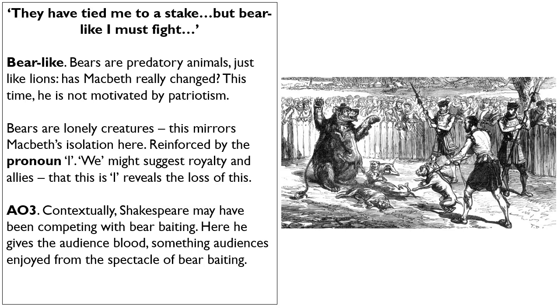As a contextual point relating to bear baiting, Shakespeare may have been competing with bear baiting at this point. Everybody in a Jacobean audience, just like today, likes a bit of blood and violence, and so he gives his audience blood here. If bear baiting is happening and there's the latest Shakespeare play on, where are you going to spend your pennies? So Shakespeare gives the audience blood. He knows that the audience enjoys a spectacle, and so he gives them one.